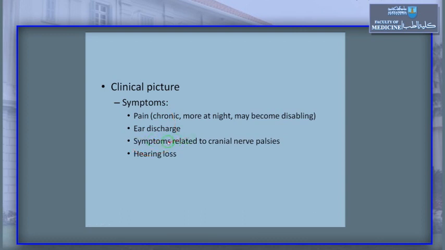Ear discharge may be there. Symptoms related to cranial nerve palsies, because this disease will cause osteomyelitis of the skull base, and as we know, most of the cranial nerves exit the skull through foramina in the skull base. So whenever the inflammation reaches one of these foramina, it involves the corresponding nerve getting out of this foramen. So the patient may come with facial nerve palsy, or lower cranial nerve palsies. Even if it spreads anteromedially, it can cause palsies in the nerves moving the eye. Hearing loss can happen if the lesion is obstructing the ear canal, or if there is extension to the middle ear, or even if there is extension to the inner ear.